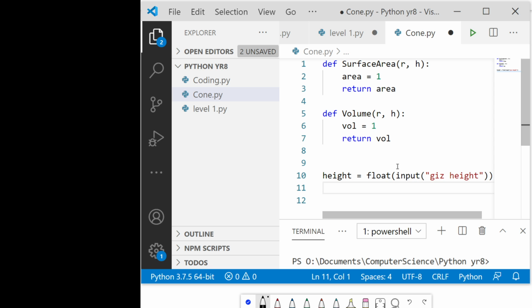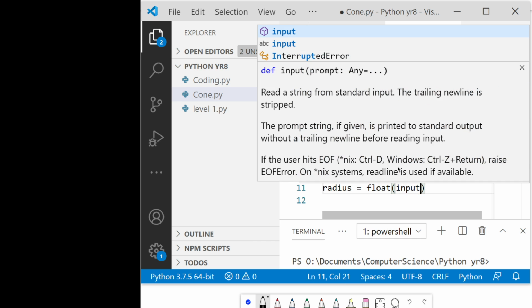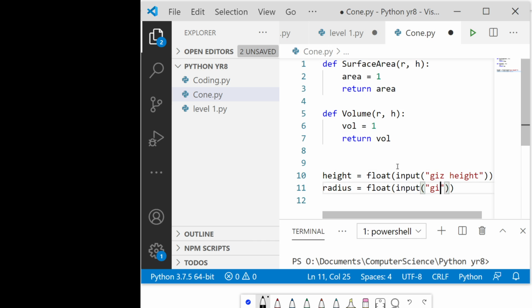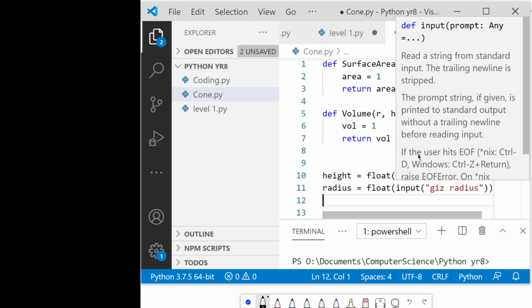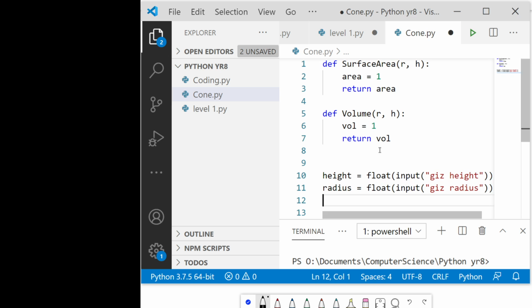Right, so I'm going to do the same for the radius, because it might be 1.25, I don't know. So I'm going to call it radius. Sensible names matter. Again, I'm going to use float to take the input and convert it into a real number. Okay? Right, so I've done those two bits.